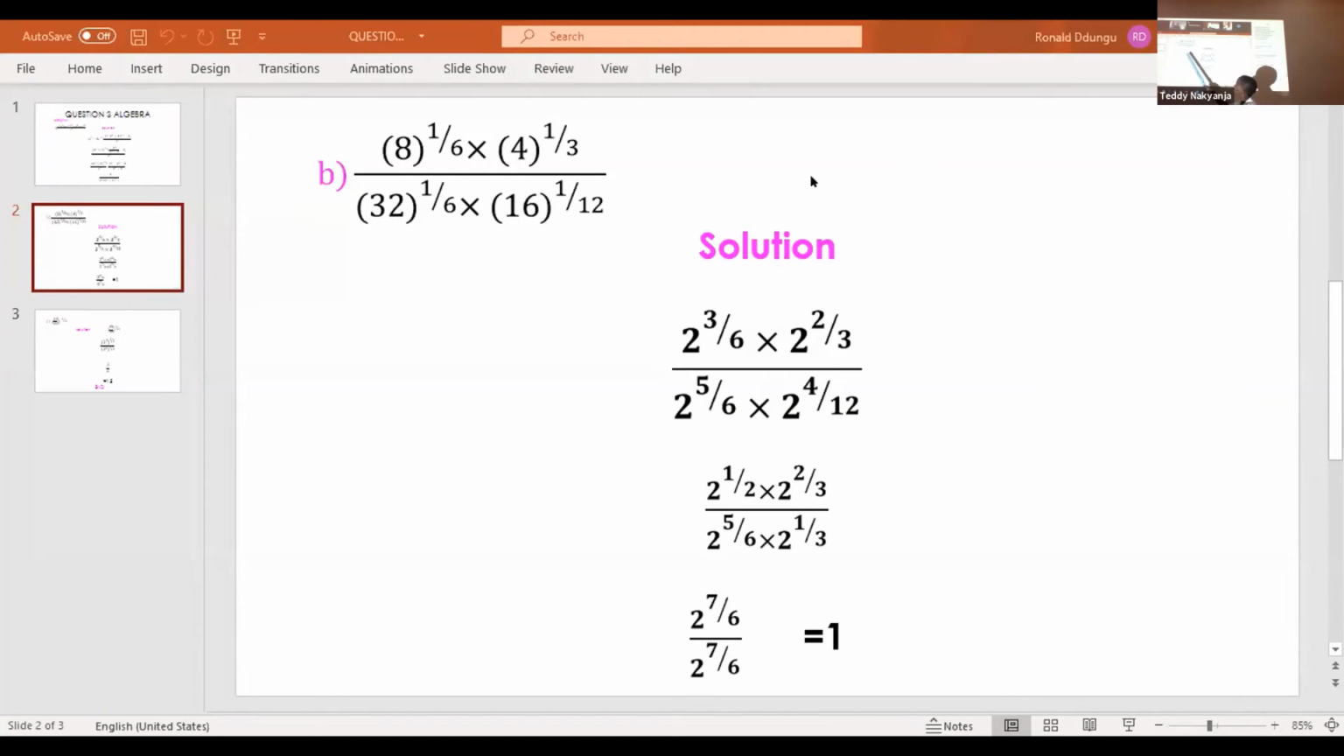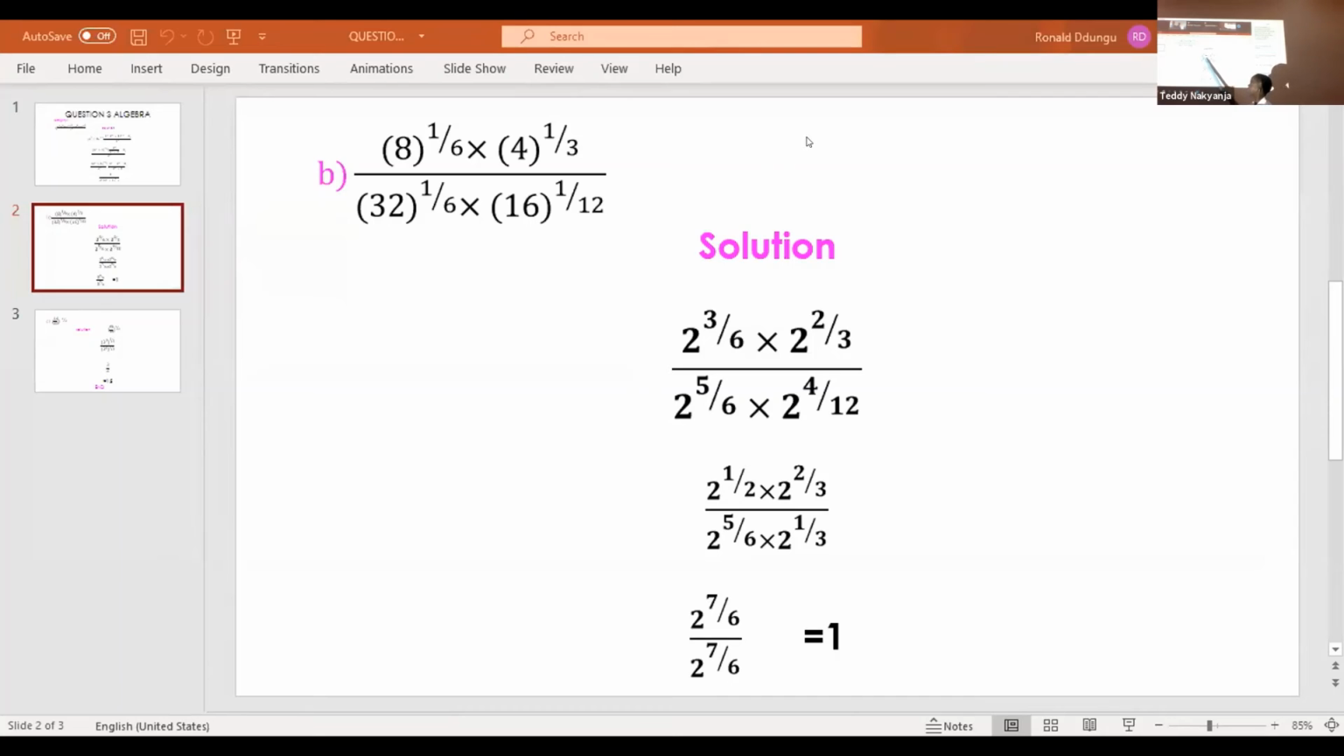When you prime factorize, 8 shall get 2 to the power 3. When you open the brackets for the powers, we shall have 2 to the power 3 out of 6. When you prime factorize 4, we shall have this. And when you prime factorize 32, it will be 2 to the power 5. When you open brackets for the powers, we shall have 2 to the power 5 out of 6. Then when we prime factorize 16, we shall have 2 to the power 4. When we open the brackets for the powers, we shall have 4 out of 12.